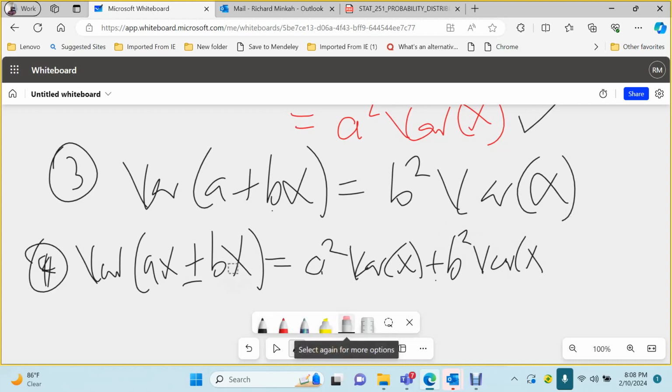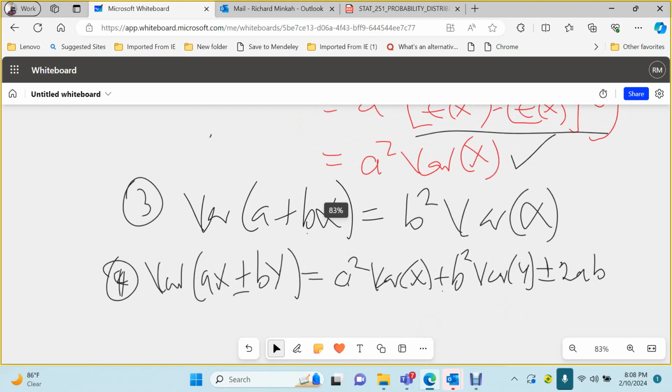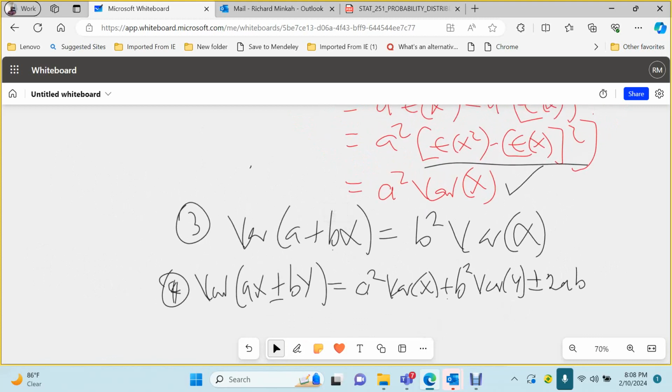Wait, I put Y. So X and Y are variables. Then actually this will be plus or minus 2ab times the covariance.